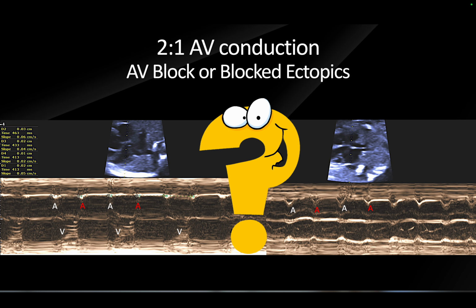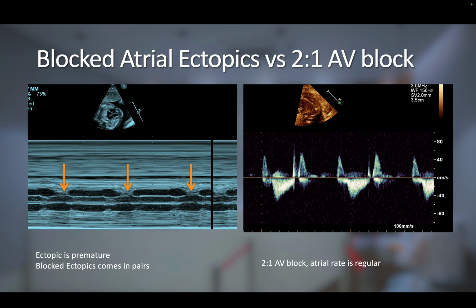Many a times I do get patients where they have a slow ventricular rate and you notice the atrial rate, and it is misdiagnosed as a complete heart block, right? I'm going to tell you that this is not a complete heart block and how to differentiate between the two.